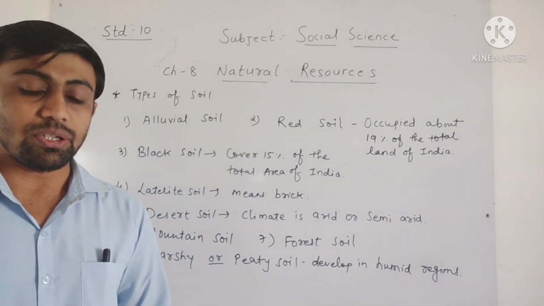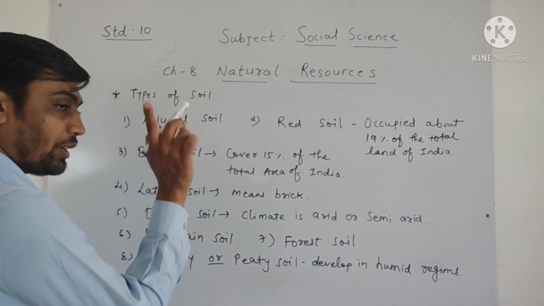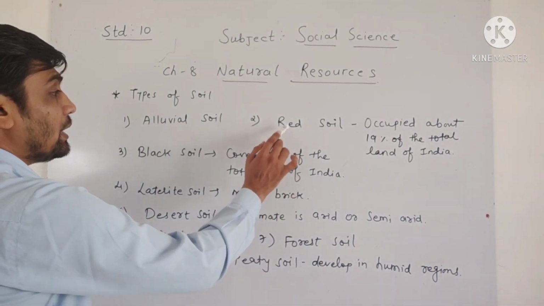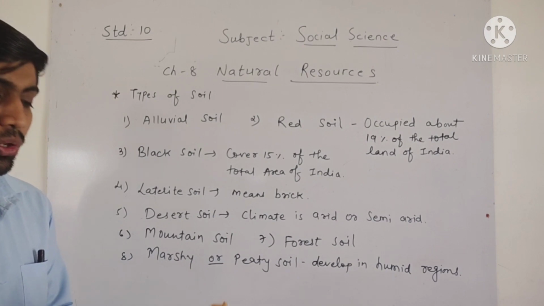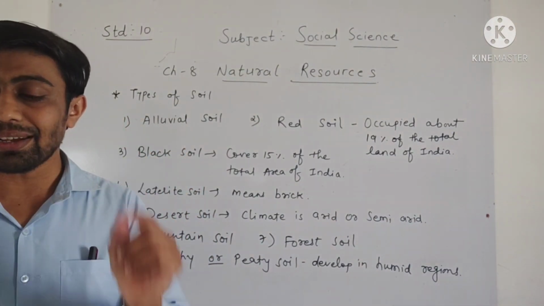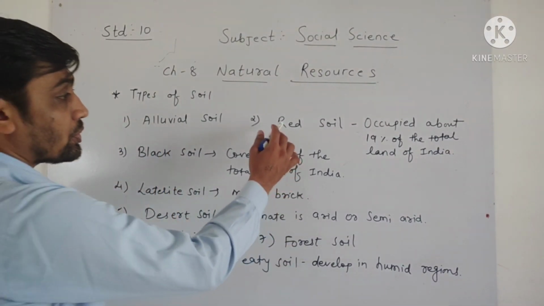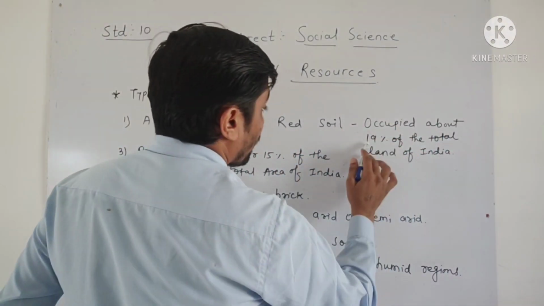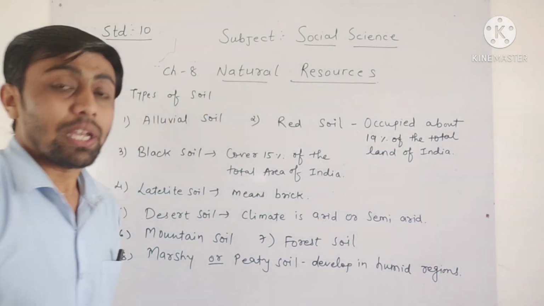Now today, dear children, we will learn about the second type of soil. Alluvial soil we have already completed in the previous lecture. The second type is known as red soil. Which soil? Red soil, dear children. It occupies about 19% of the total land of India. How much does this red soil occupy? 19% of the total land of India.